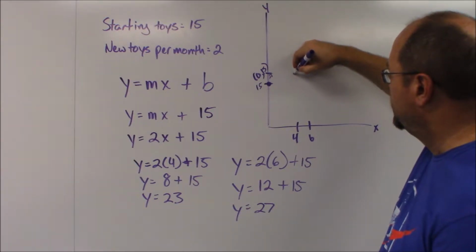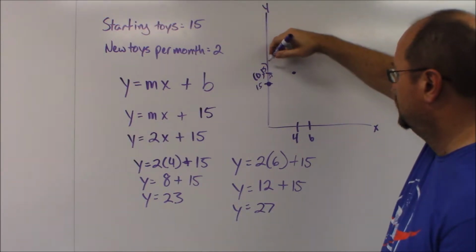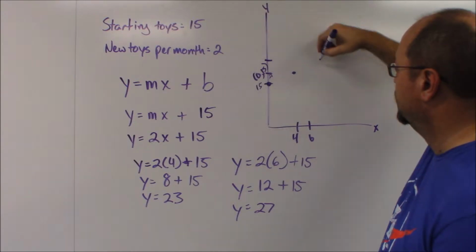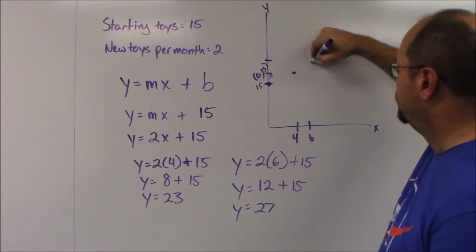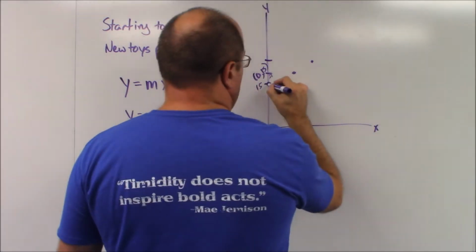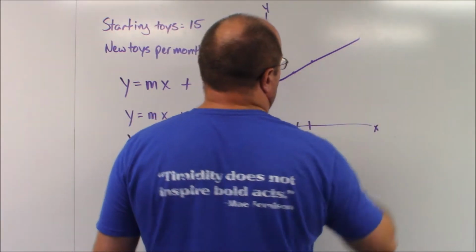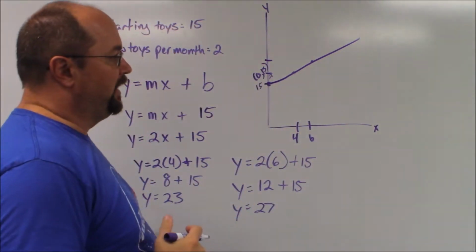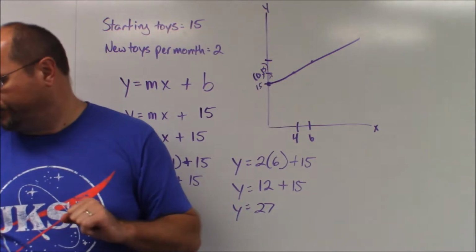So I'll have a point here, and then 27 is going to be a little bit higher up, and a point right here. And so my line's going to look something like this. And it will be a line. It will be a straight line.